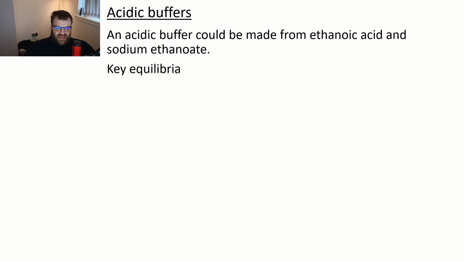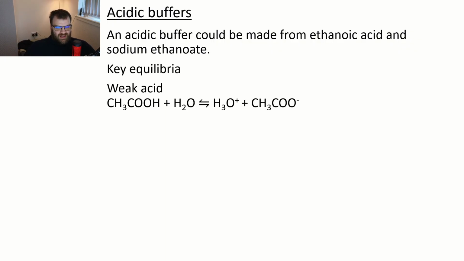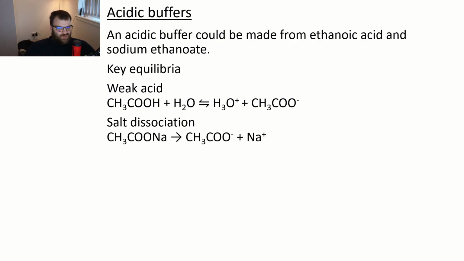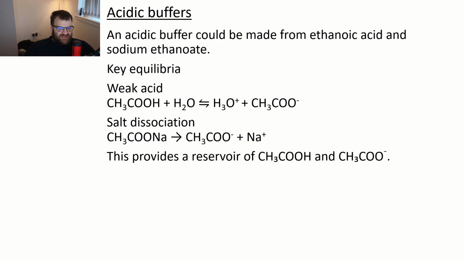And then the key equilibrium is that we've got our weak acid able to dissociate, and we've also got the salt, which would break apart and produce more of the conjugate base. So you'll see that the CH3COO minus is in both of these equations. This means that it's got a reservoir, a store of both the weak acid and the conjugate base.